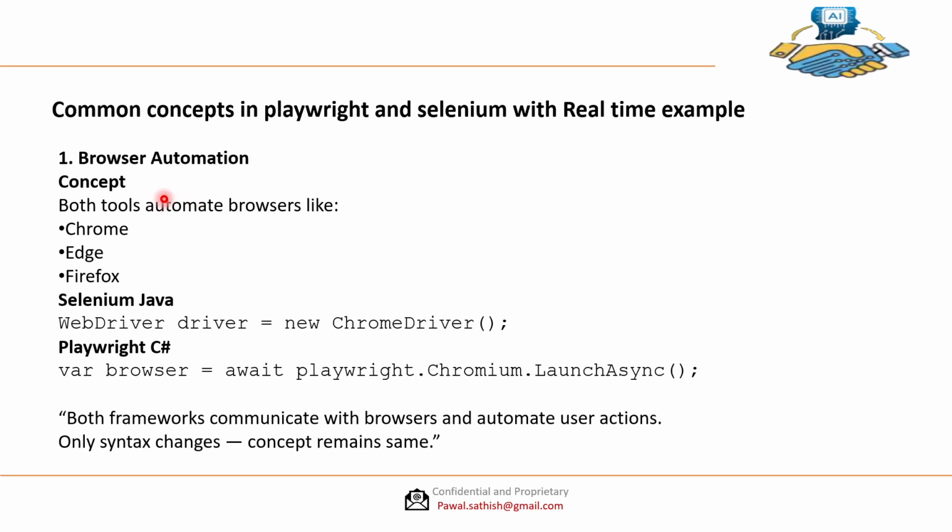Now first we'll start with browser automation. Both tools automate browsers in Chrome, Edge, and Firefox. In Selenium Java, we create a driver instance like WebDriver equals new ChromeDriver, or WebDriver equals new FirefoxDriver. Whereas in Playwright C sharp, we create a browser object with playwright.Chromium.LaunchAsync. Both frameworks communicate with browsers and automate user actions. Only the syntax changes here; syntax is the only difference, but the concept remains the same.